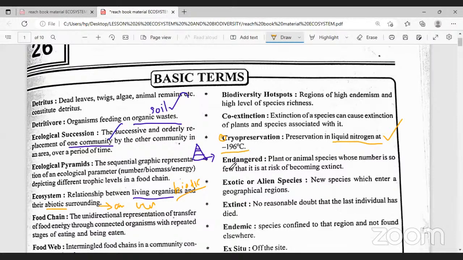Next one is endangered. What is the meaning of endangered? A plant or animal species whose number is so few that it is at risk of becoming extinct. Once it happens, this type of animal will be completely nil in the world. Such species are called endangered. This is very, very important. White tiger, white lion, these are all very, very important.